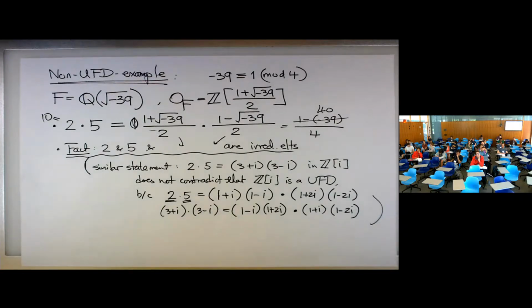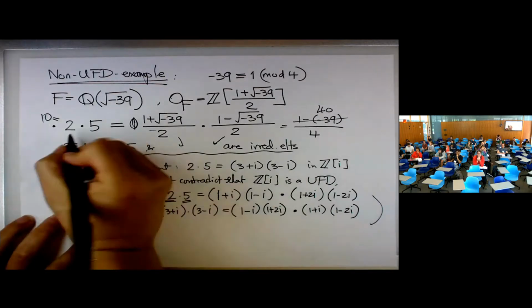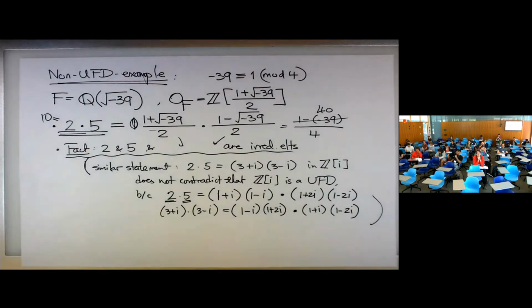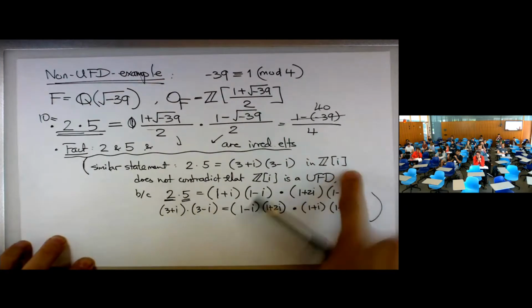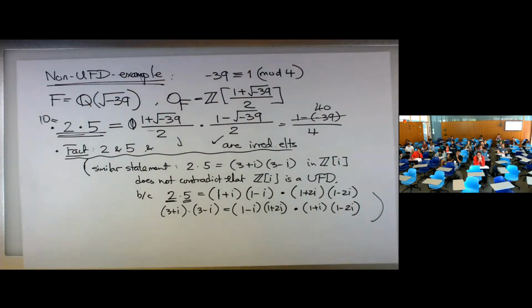They can be further factored. The reason you got 2 times 5 equals 3 plus i times 3 minus i is because each one of them has some sort of common factor. And you can further factor, they would just be the same after swapping the factors. So this is no contradiction to Z[i] being a UFD. Whereas over here, this 2 and 5 cannot be further factored in the adjoined square root. So that's somehow one reason.